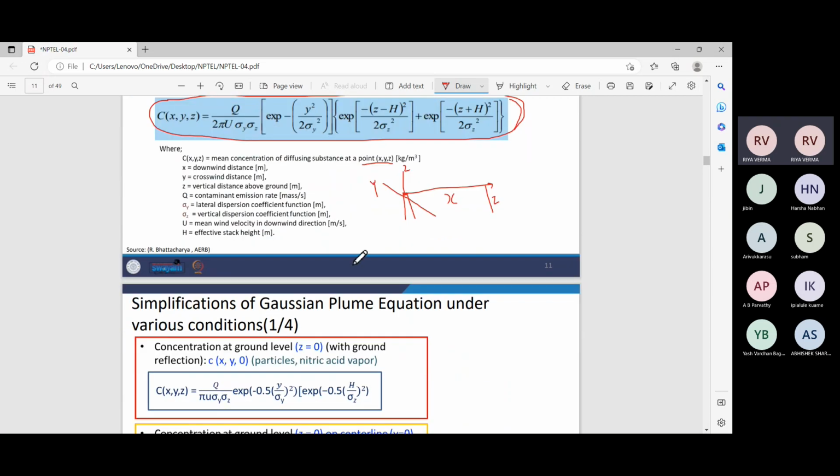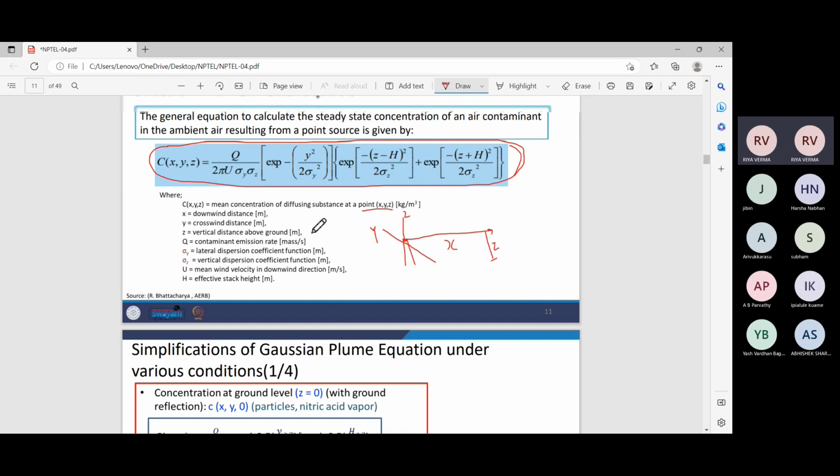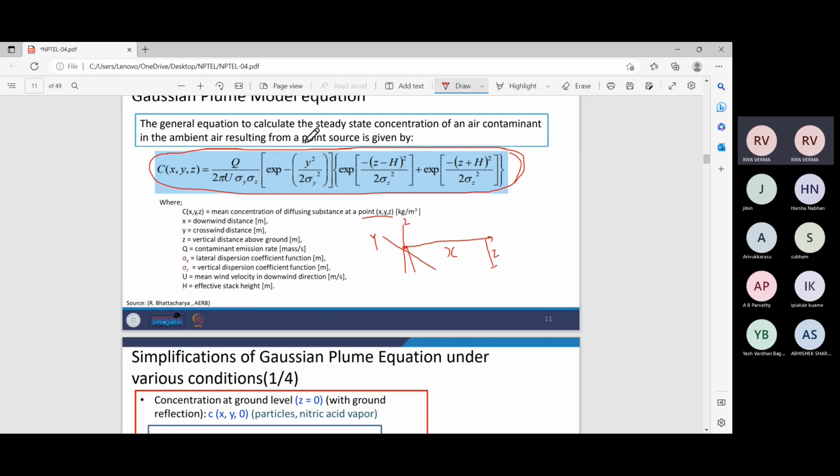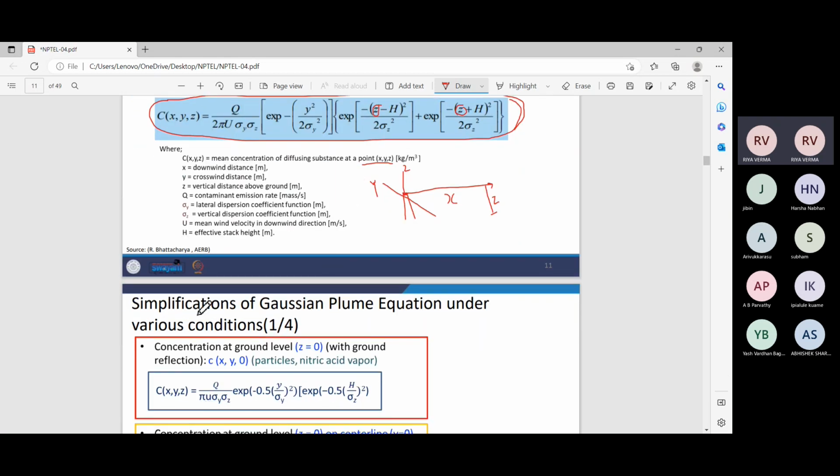Now, there are some simplifications of the Gaussian plume equation under various conditions. For example, if we have to find the concentration at the ground level, then this Z will be zero, correct? So in the equation, the two terms where we have this Z will become zero. So the equation will be converted into C equals Q by, with this 2 taken inwards.